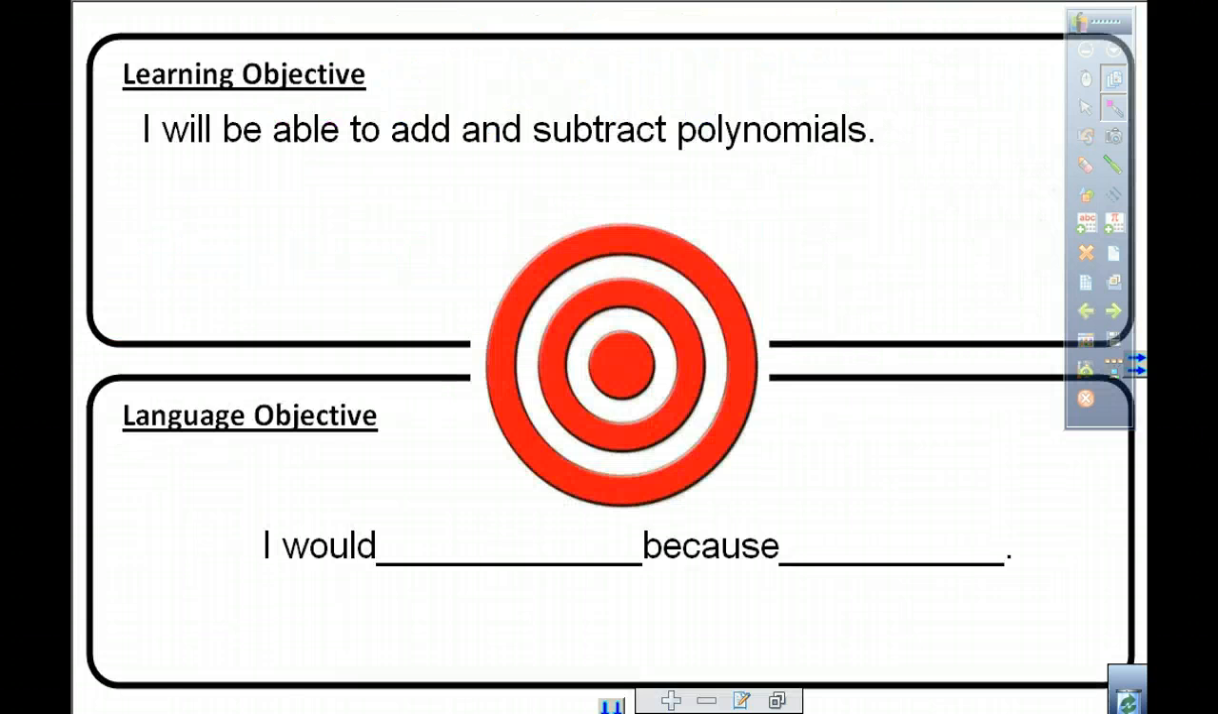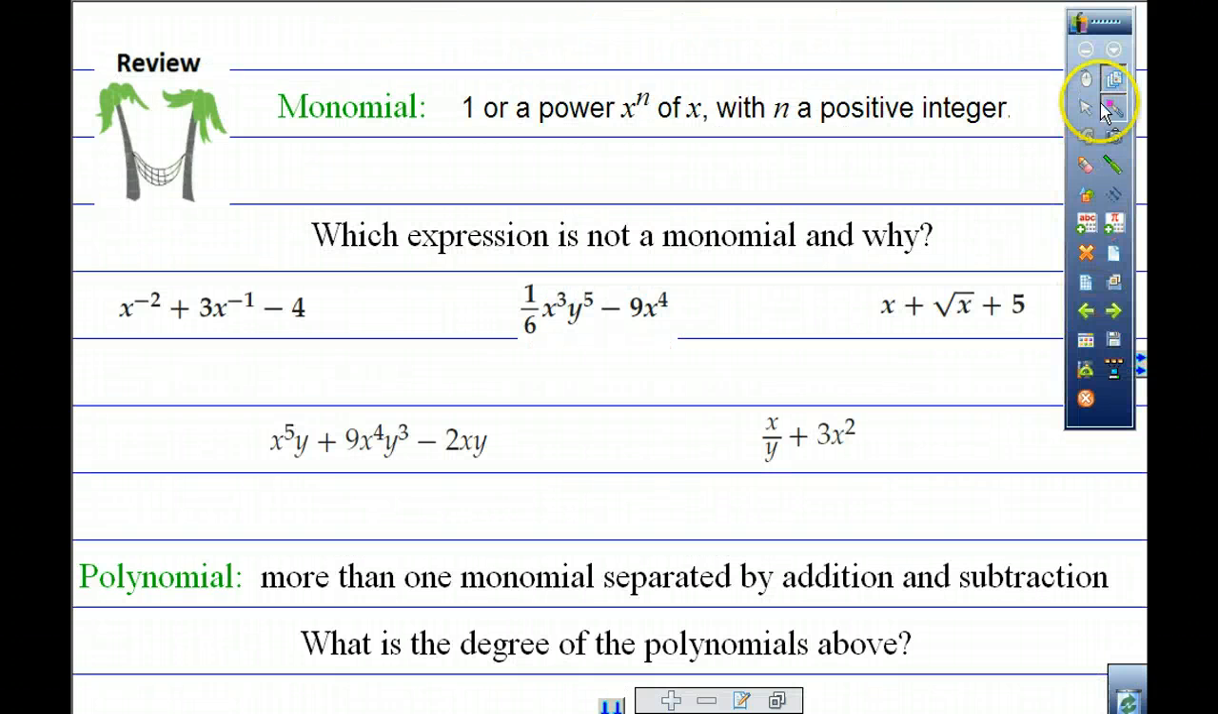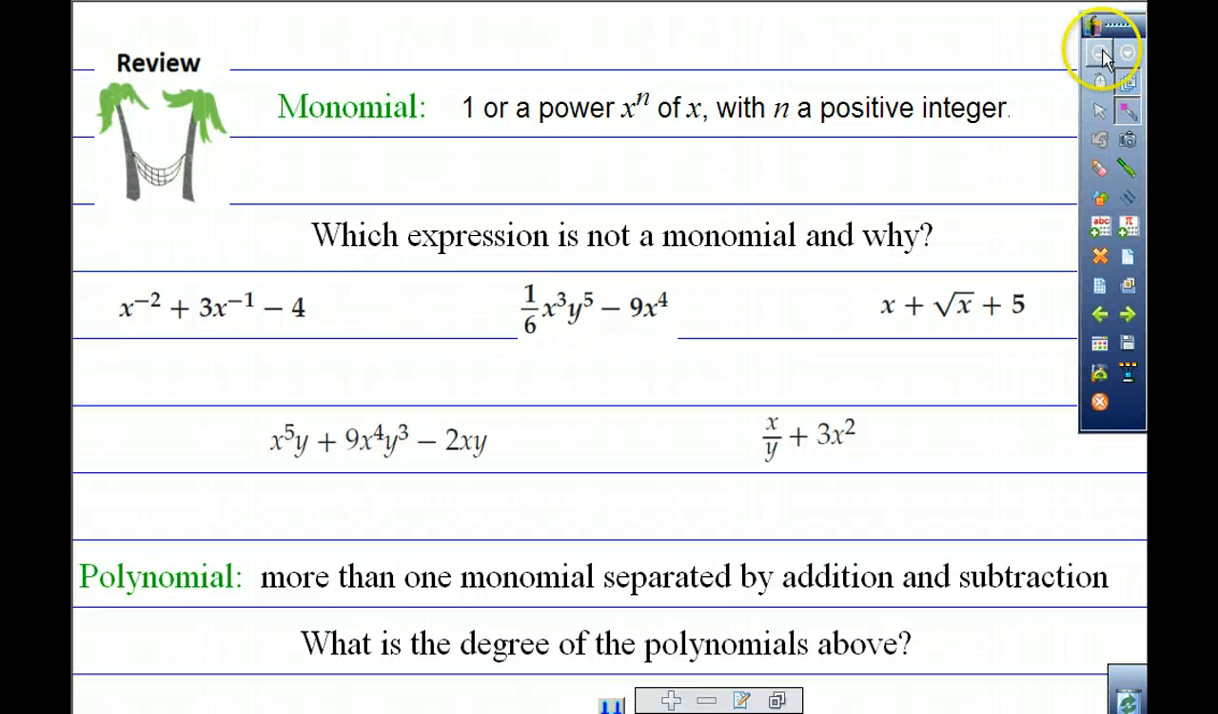So we're going to do some more practice with polynomials. We'll do some multiplying, distributive property, adding, subtracting. Here's something a little new, though. Talking about polynomials, how do you know if it is a polynomial by definition?